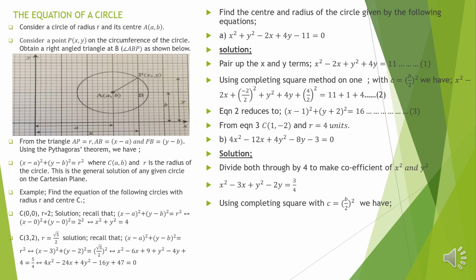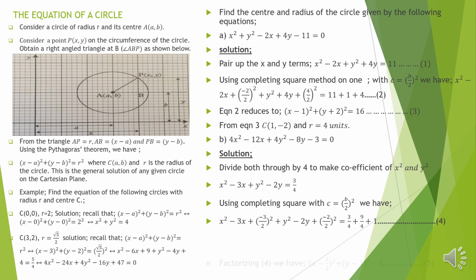Using the completing square method again, where c is b over 2 squared, we have x squared minus 3x. Then we introduce the part c: plus negative 3 over 2 squared. Again, we go to y: plus y squared minus 2y plus negative 2 over 2 squared equals 3 over 4 plus 9 over 4 plus 1. Remember, what is added to the left is also added to the right.